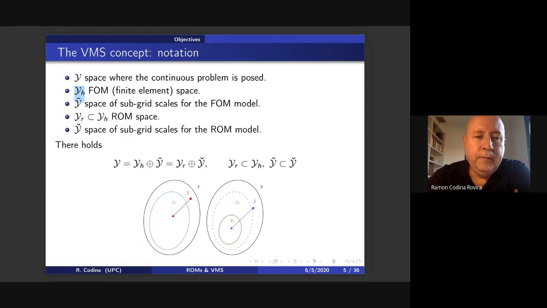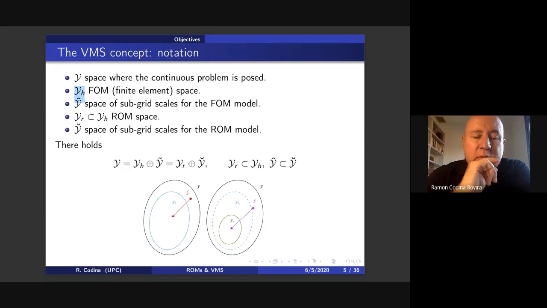In the context of variational multiscale, what you do essentially, I will go back to this idea, is split the unknown into the component that belongs to the finite element space and the remainder. And in fact, what you do is approximate that remainder, okay? That remainder is what is called subgrid scale in general. For example, the Galerkin method consists of taking the subgrid scale equal to zero. That's an approximation that leads to the Galerkin method. That space of subgrid scales will be denoted by Y tilde in what follows. Okay, so that's for the full order model, for the finite element variational multiscale model.